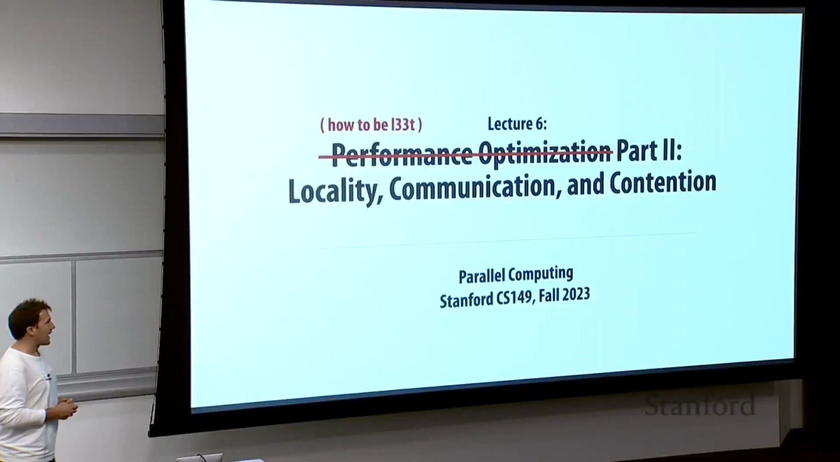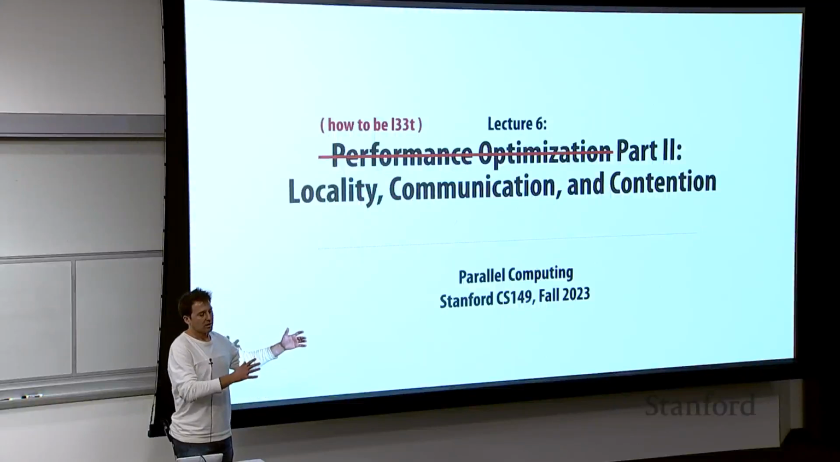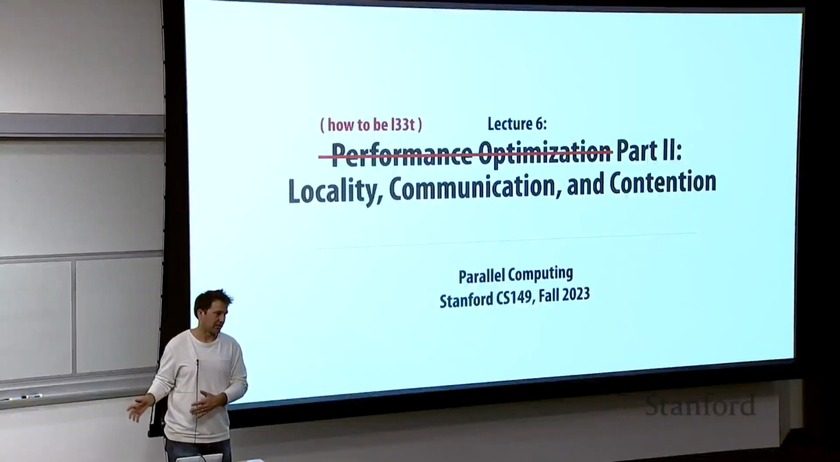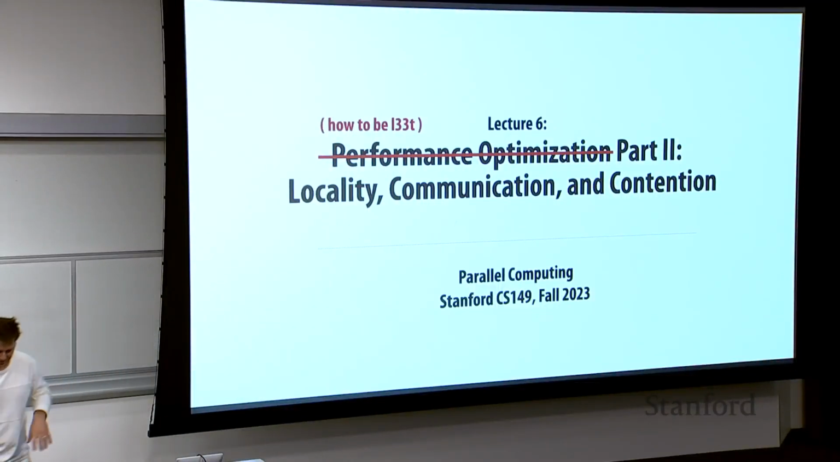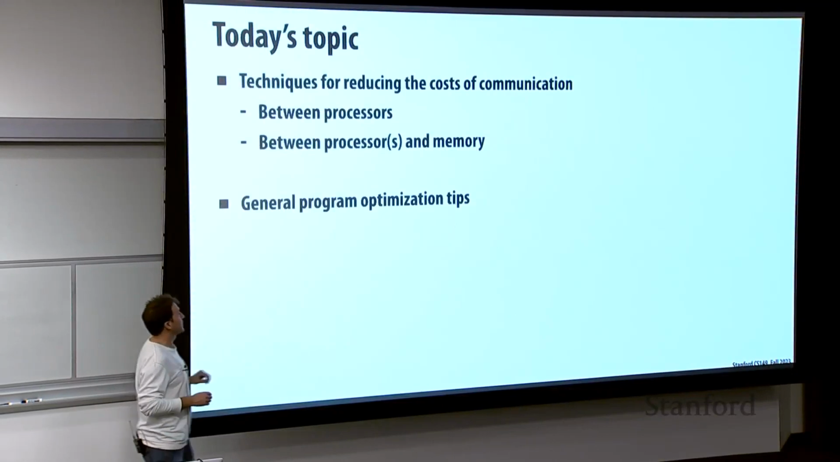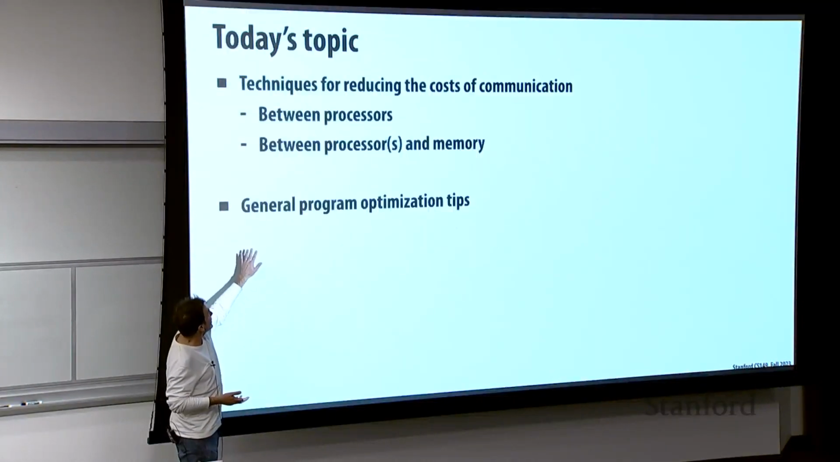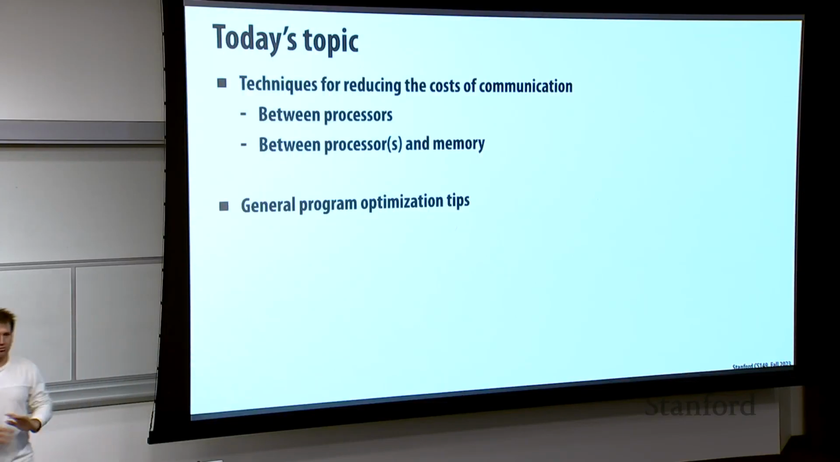Today is going to be adding in the extra thinking of it's not just about good workload balance. It often is about reducing communication and synchronization overhead. So today is going to be a lot more about communication. I'm going to talk about reducing the cost of communication between processors. Again, techniques that you as a software developer might use. And then at the end, if there's time, I'd like to go into some general program optimization tips that are not necessarily relevant to your assignments, but now that you have so much background, it might be a good idea to talk about that kind of stuff.